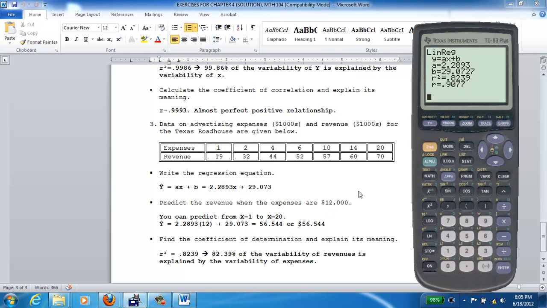The last part, R square, it is here 0.8239. So 82.39% of the variability of revenues is explained by the variability of expenses. The remaining 17.61% is unexplained. 17.61, you take the difference between 100% minus 82.39%. This is 17.61%.